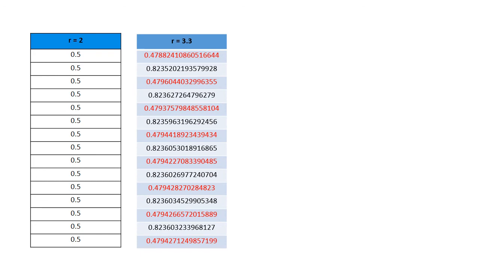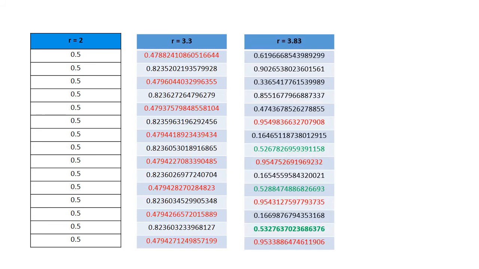The second table displays the value of x for r equal to 3.3. Here the x value oscillates between two points, which are approximately 0.47 and 0.82. Now consider r equal to 3.83. The x values are shown in the third column. It is interesting to find a pattern here. This is because of the presence of the periodic window near 3.83.